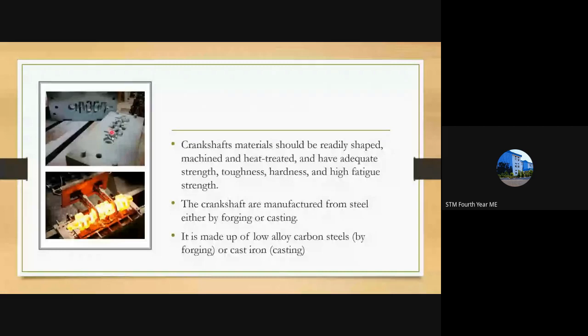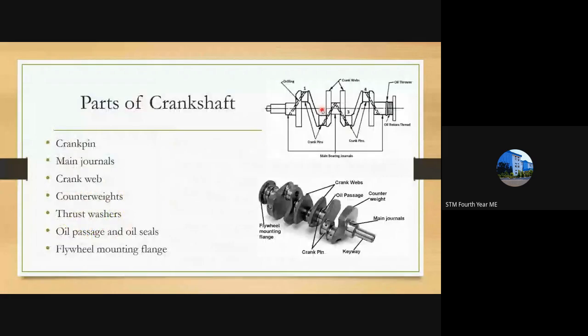Molten iron is poured into this die, and once it cools down, we will get a cast iron crankshaft. Okay, these are the two manufacturing processes involving the production of crankshafts. Then parts of the crankshaft. So these are some important parts of the crankshaft.